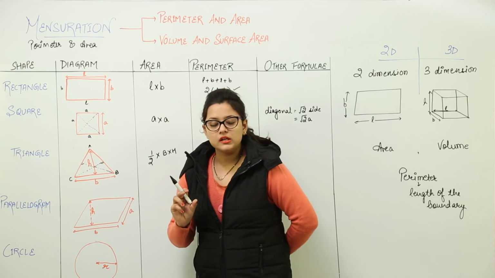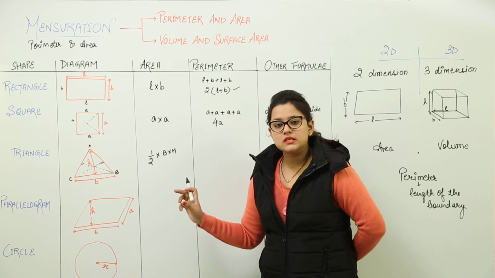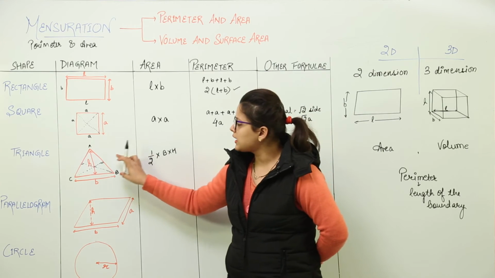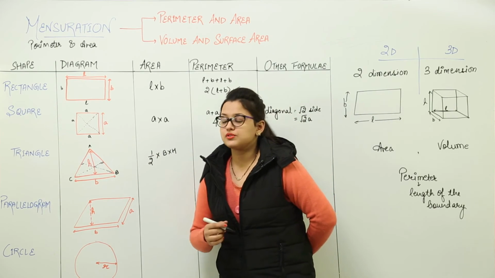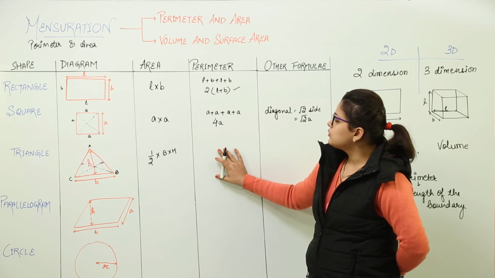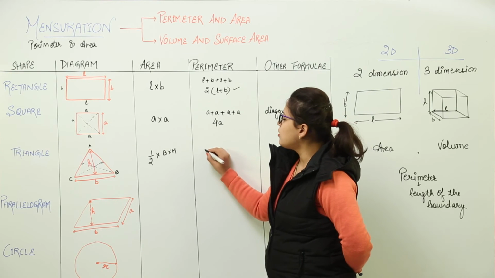Please make this very clear in your mind that the height is decided by the base that you take. The base of the triangle decides which height you are going to choose for your calculations. So, moving on to perimeter, the perimeter for this would be the sum of three sides.